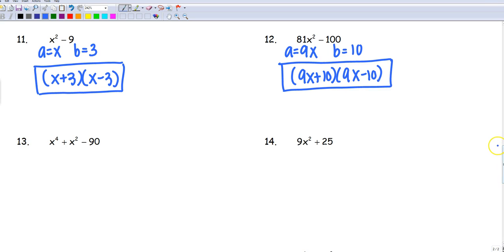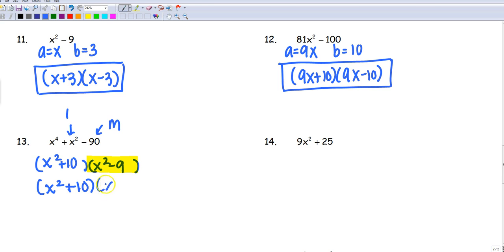All right, let's combine this with one of the types of problems we did before. Notice that initially this is not difference of squares. You have your x to the fourth and x squared. So this will be our reverse FOIL, multiplying to negative 90 and adding to 1, which is a positive 10 and a negative 9. However, what you should now notice is that this x squared minus 9 is still a difference of squares. We did this above in number 11. So you do need to continue factoring, and your final answer would look like this.